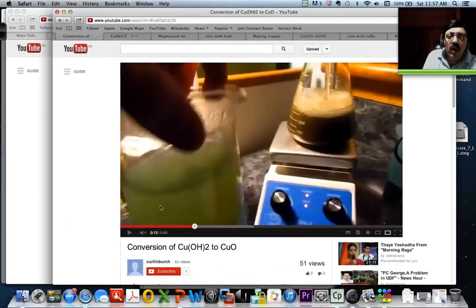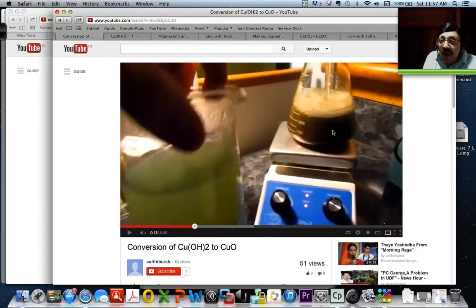So now what you see here is copper hydroxide, which is a slightly greenish solution, right? What he has done is he has taken some of this and put it in a beaker with a stirrer inside. It keeps on stirring, and is kept on a heater, heated beyond 100 degrees Celsius for a few minutes. And then what you can see, what does it change?